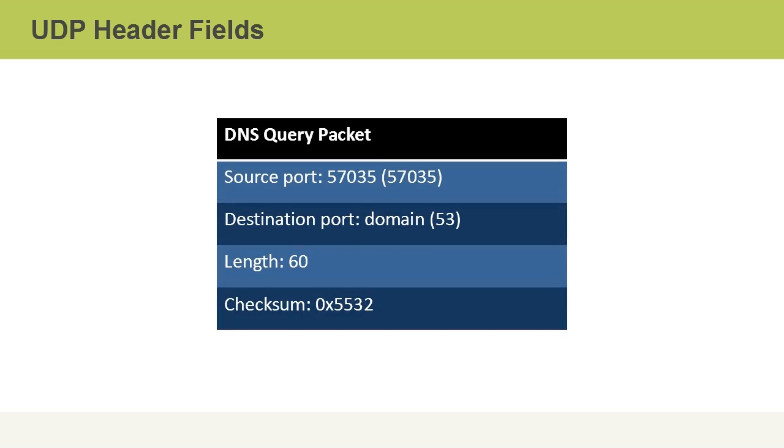UDP header fields are few compared to TCP. So in this case, we have a DNS query packet where the source port number is a high numbered port. Now remember, port numbers are also called layer 4 addresses. The destination port in this example is domain or UDP port 53. What this is telling us is that this is coming from a client device, so a higher source port destined to a DNS server. It's some kind of a DNS query. Now, we'll also see other fields such as the length of the transmission in bytes, so in this case 60, and a checksum value to ensure that what is received is what was sent.